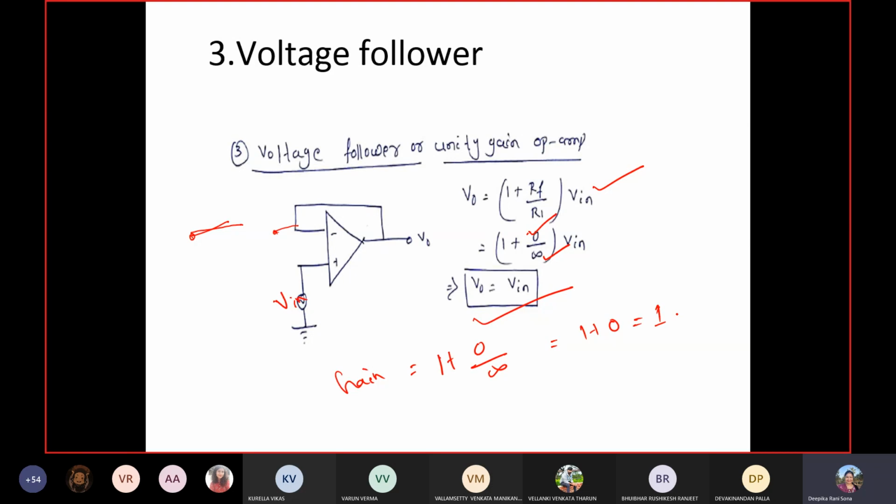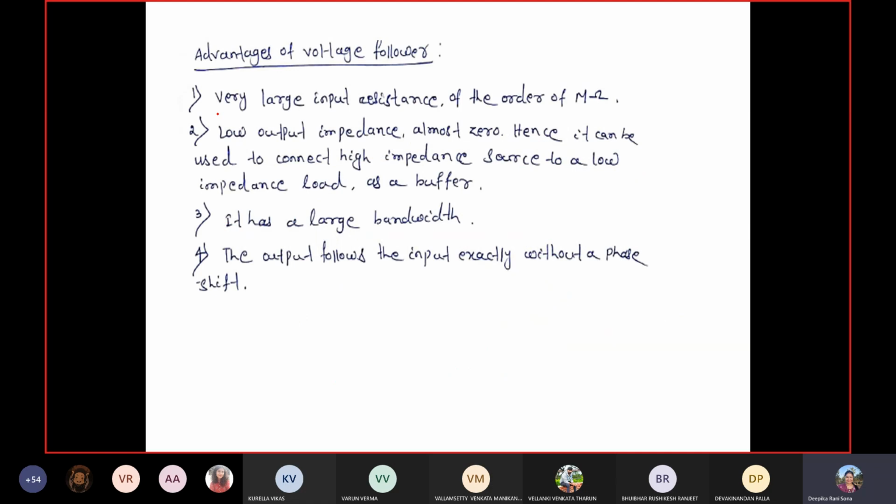Okay guys, got all these three configurations? And what is the advantage of the voltage follower? It offers a large input resistance, of the order of mega ohm. Then it offers low output impedance. Whatever we get for the ideal op-amp, it will also help to get the same. Another advantage, it offers a large bandwidth and it can be used as a buffer amplifier because it is conveying the input to the output directly.